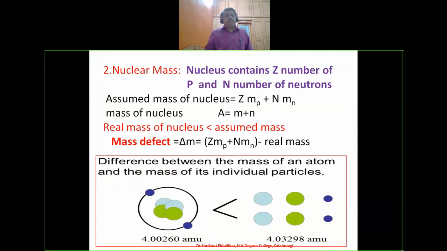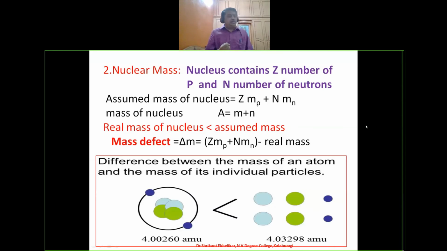The second property is nuclear mass. This is very interesting, and you know some aspects of this also. What is nuclear mass? It depends on what is there inside a nucleus. Inside the nucleus only protons and neutrons are there. So their mass is the nuclear mass.